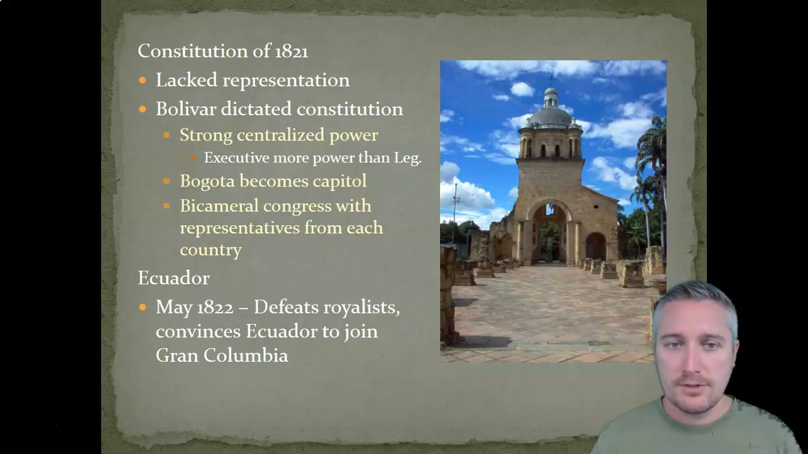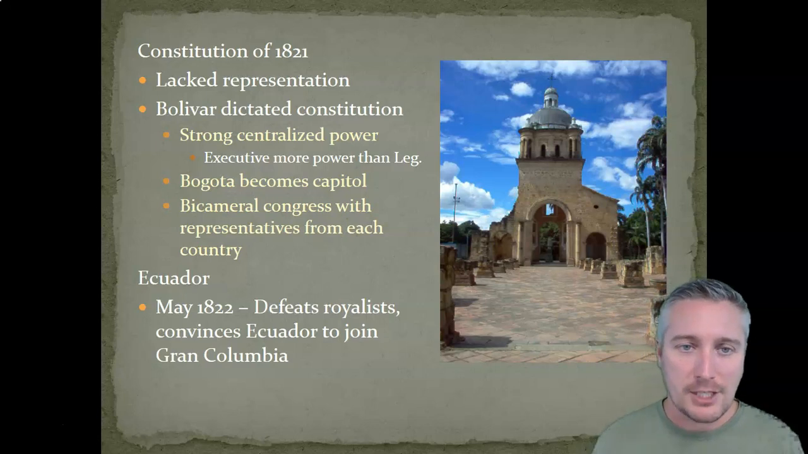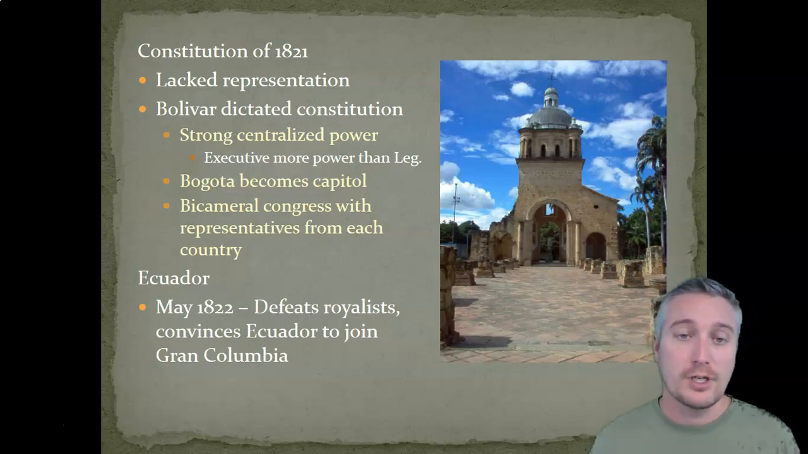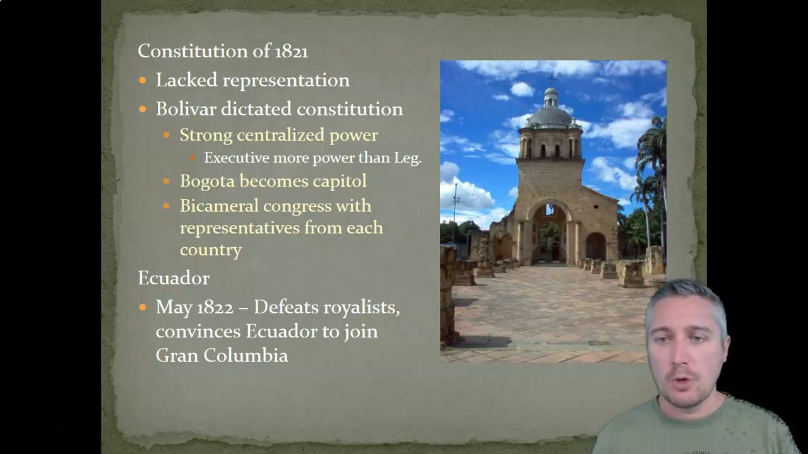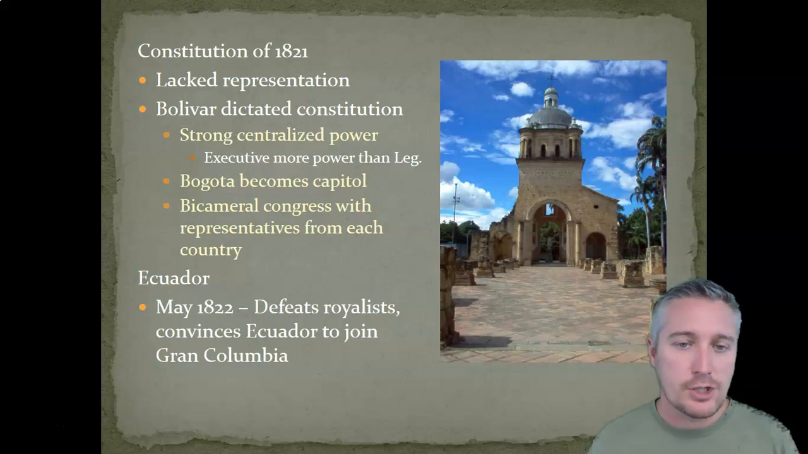So he calls together this constitutional assembly in 1821. The problem is hardly anybody showed up to actually write this constitution. And so basically Bolivar has to write the whole thing himself. And of course, as we've already seen, he kind of like San Martin suggested a strong centralized power where the executive would have a lot more power than the legislative branch. He does select Bogota as the capital and does have a bicameral Congress with representatives from each country making that up.